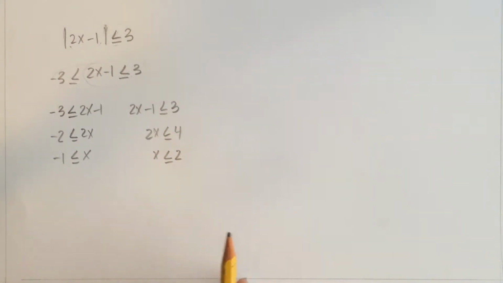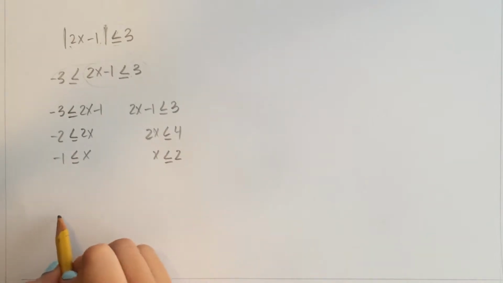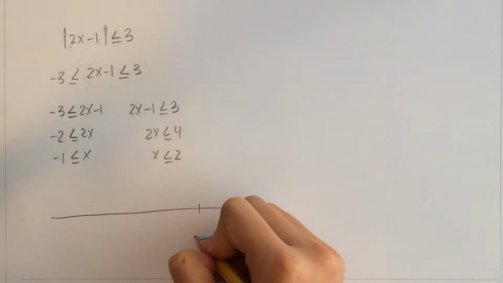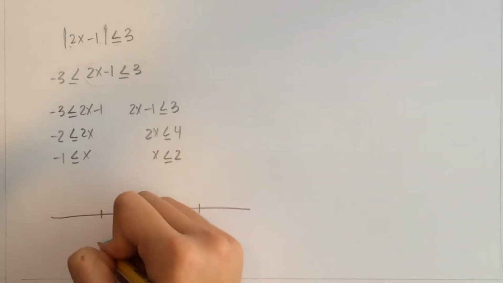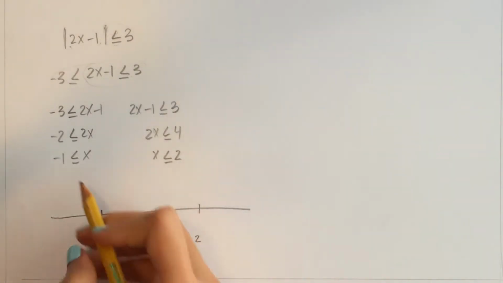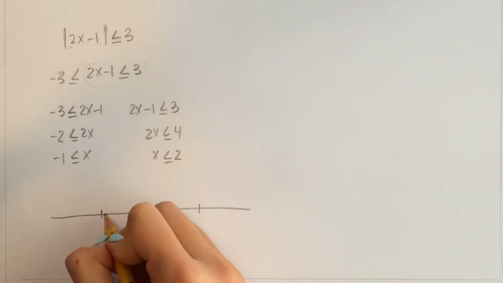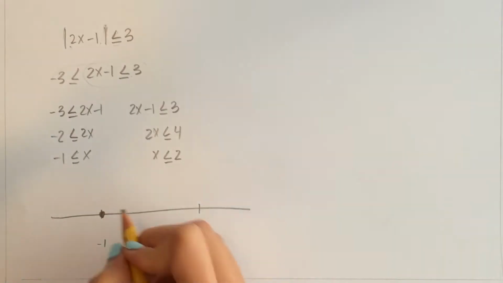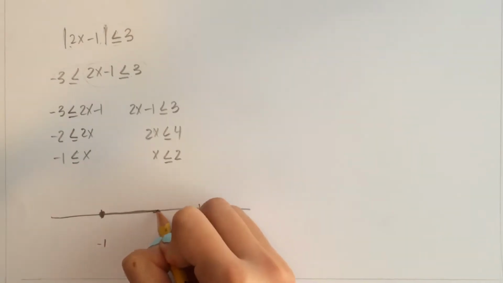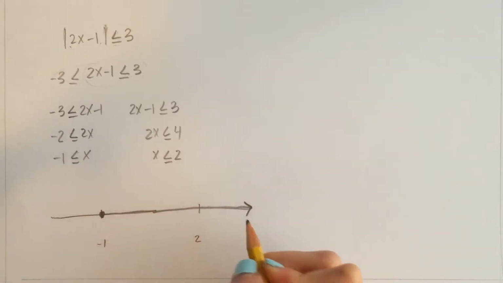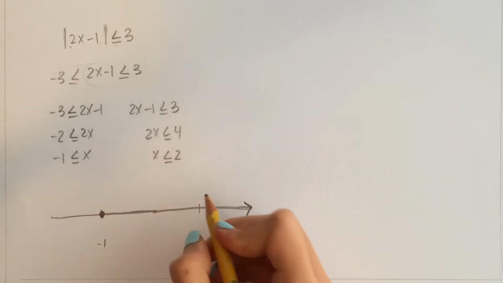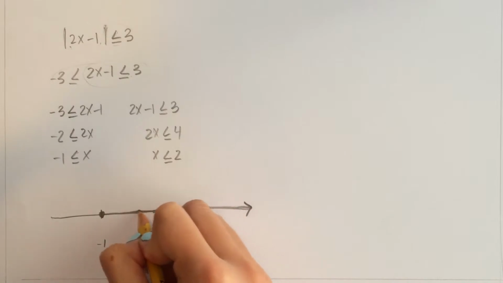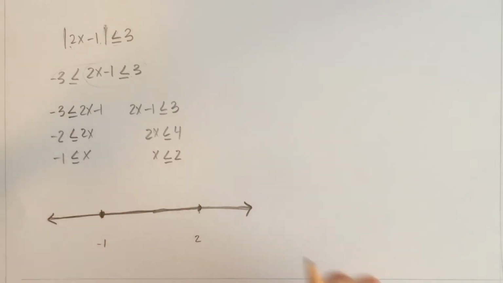So where is this on our number line? Here's our number line. Here's our 2, and here's our negative 1. So x has to be bigger than or equal to negative 1, and negative 1 is included, so the circle is shaded. And x has to be smaller than or equal to 2. So anything smaller than 2 will work.